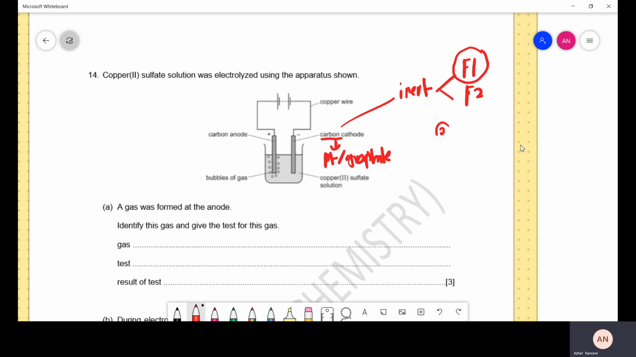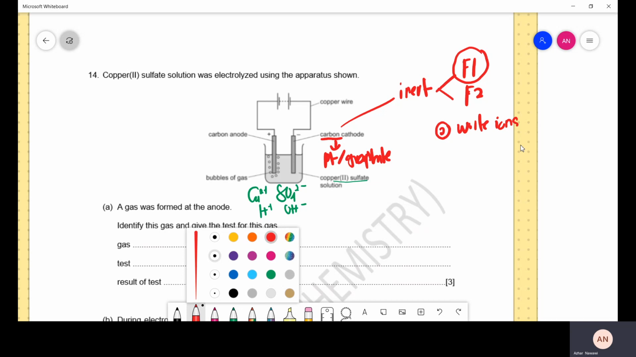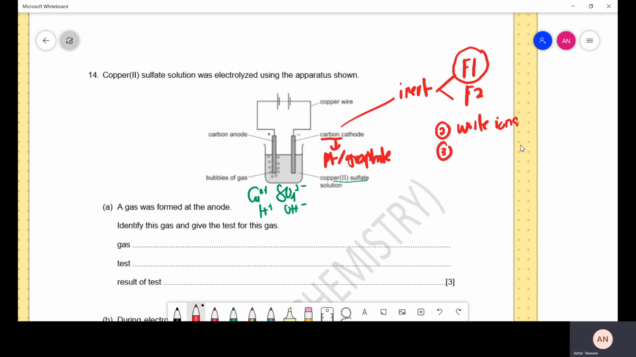the second step you should do is write the ions. What ions do you have? In this question, they use copper sulfate. So the ions you have here are Cu2+, SO4 2-, H+, and OH-.